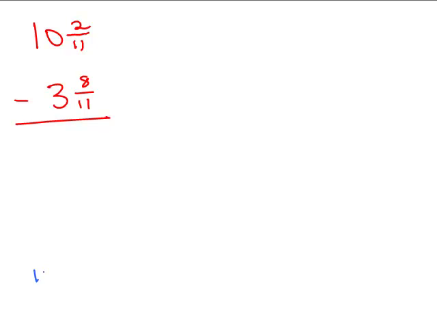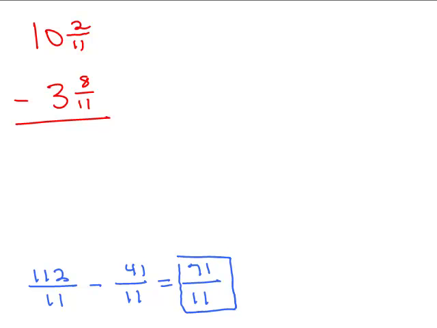So I'm going to do this at the bottom of the page. That'll be 112/11 minus, and then I'm going to change 3 and 8/11 as well. So 11 times 3 is 33 plus 8. That's 41/11. And now I have a common denominator, so I can go ahead and subtract. 112 minus 41 is 71/11. So that method still works. And if you want to change it to a mixed number, you just do 71 divided by 11, which is 6 and 5/11.